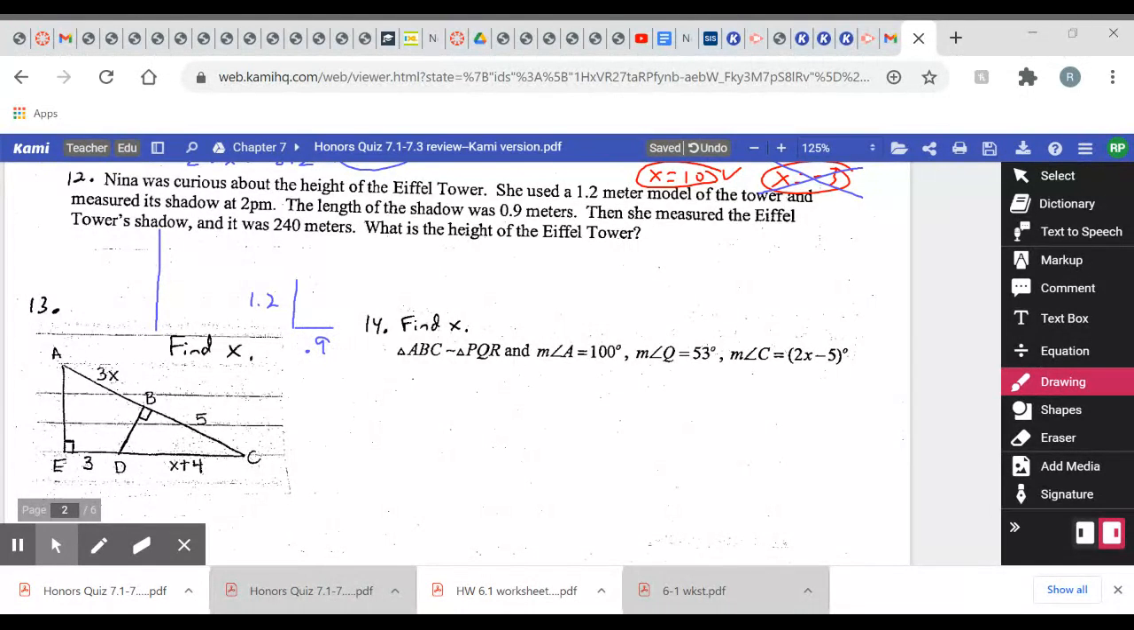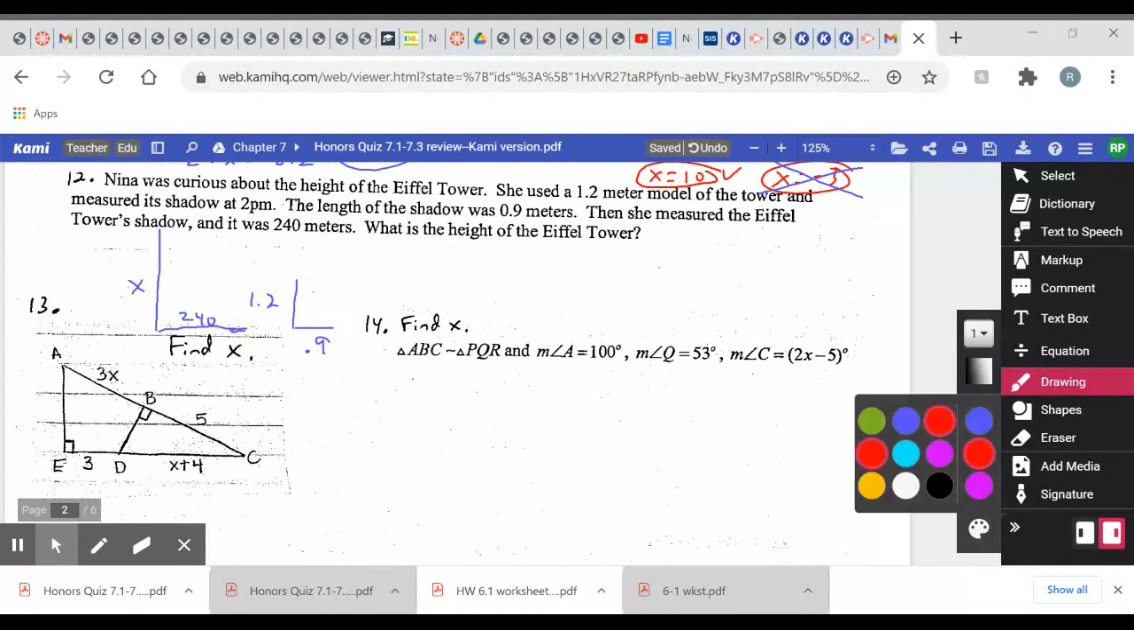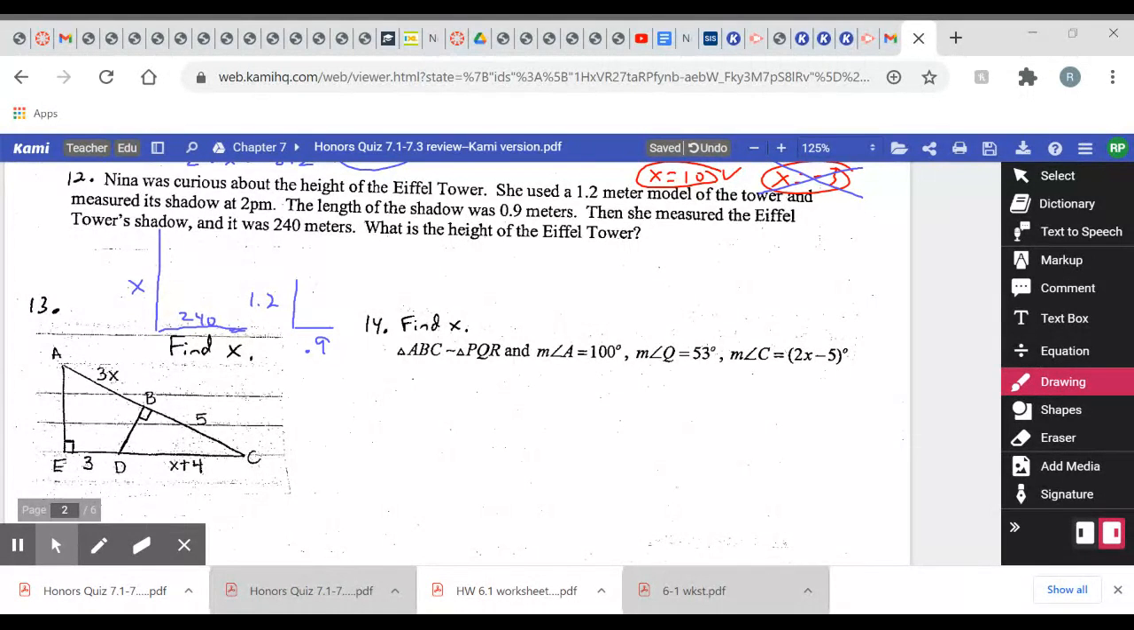Okay, and it says, then she measured the Eiffel Tower's shadow, and it was 240. And what's the height of the Eiffel Tower? So that's my x. Okay, and the reason this works, the reason I can set up a proportion, is because of similarity. I know these things are standing up straight, so those are right angles. And then I know that if we're talking about shadows, there's a sun over here somewhere, a red sun, and it's shining down.